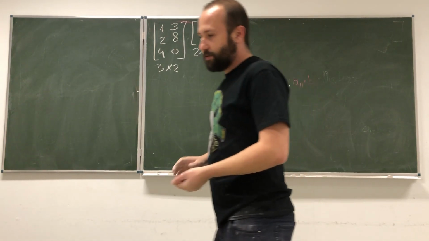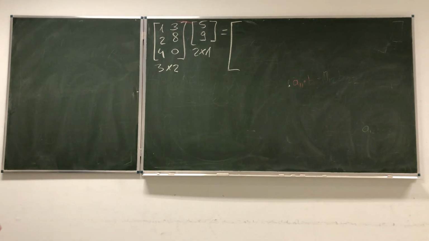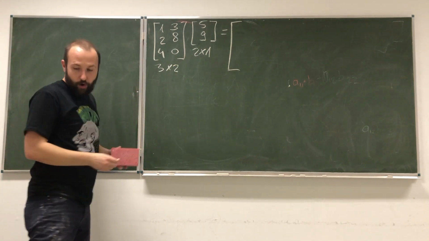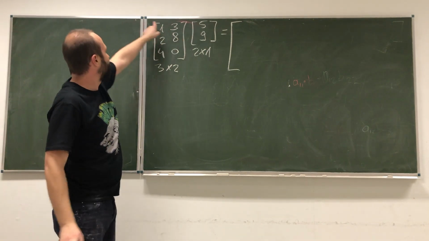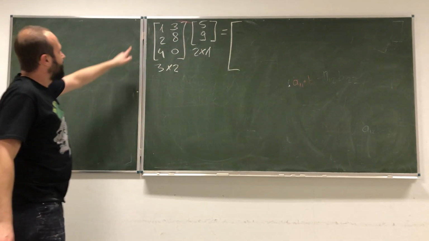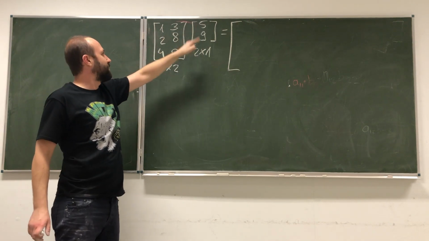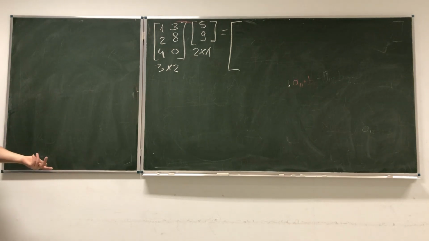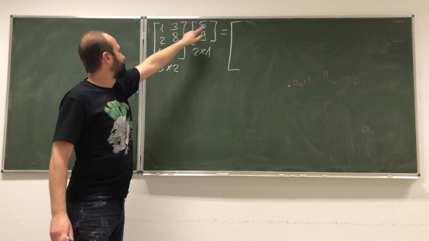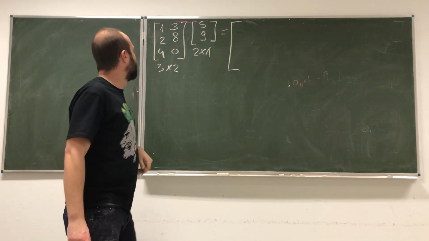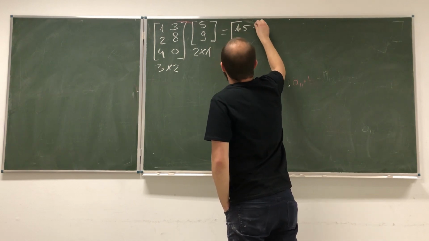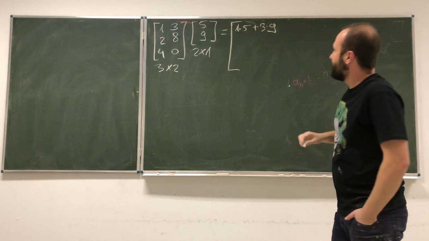Look, I'm going to be doing it for as long as I can with colors, but then everything probably won't be so visible. So, look, I always need to multiply an entire row from the first matrix by an entire column from the second matrix. But because the second matrix is a vector, well then we just multiply each row by the full vector. So we get that this is 1 times 5 plus 3 times 9, right?